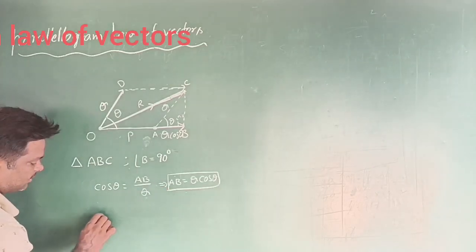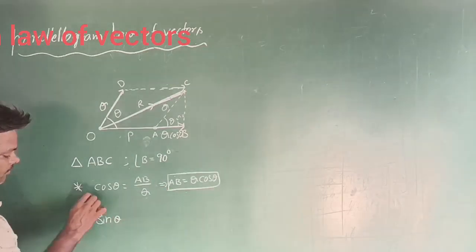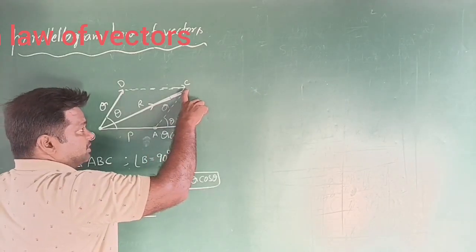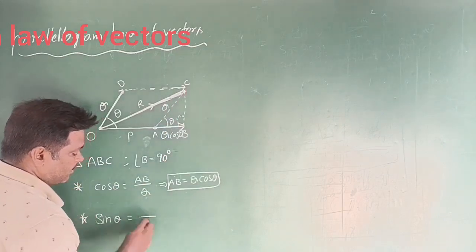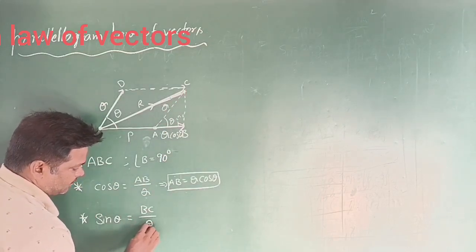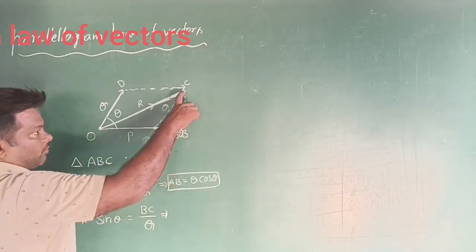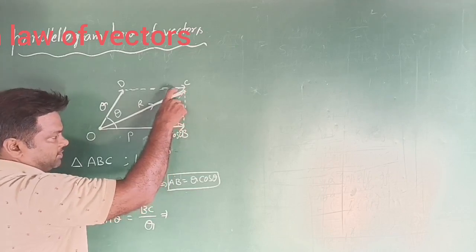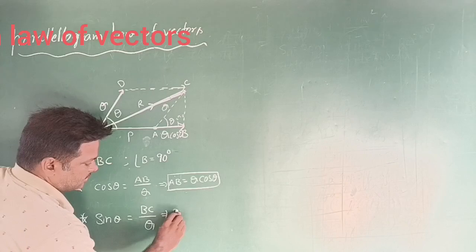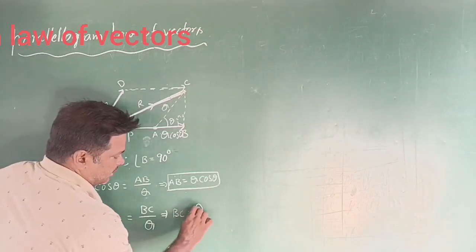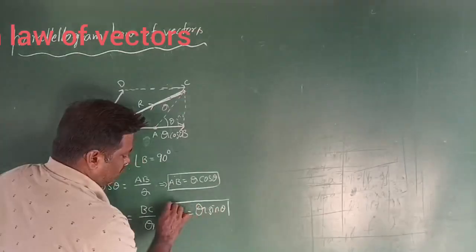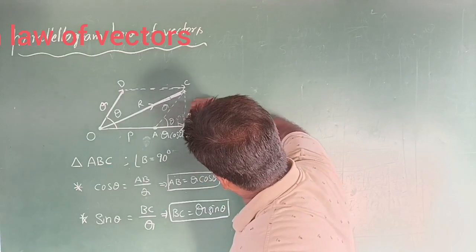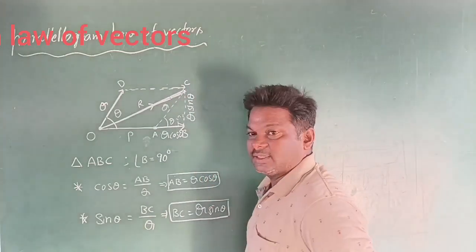Now come on to the next one. Sin theta from this triangle ABC: sin theta is equal to opposite side by hypotenuse. What is the opposite side? BC is the opposite side, by hypotenuse. Hypotenuse is nothing but Q. Implies BC is equal to Q sin theta. So this is how we got the sides of the triangle. Write here: BC is equal to Q sin theta.